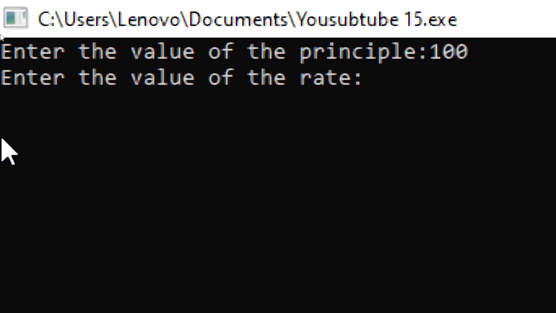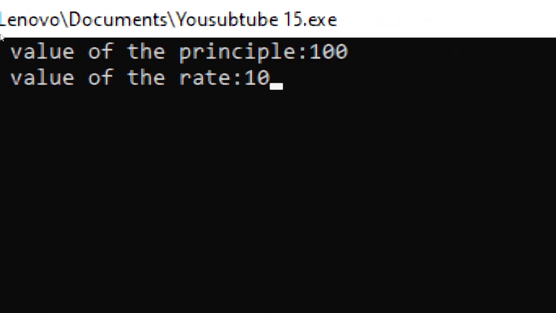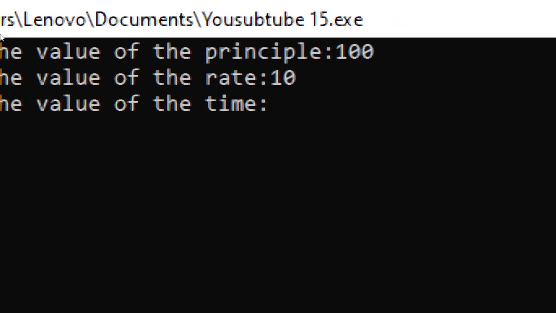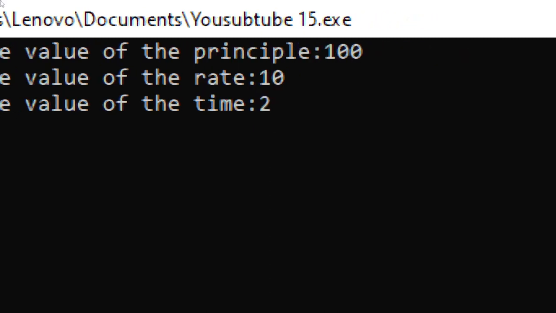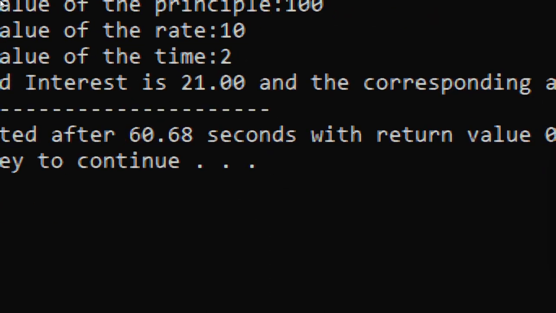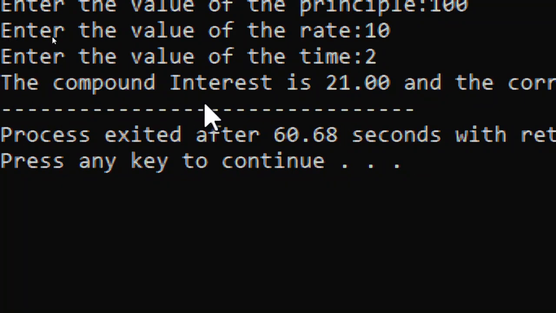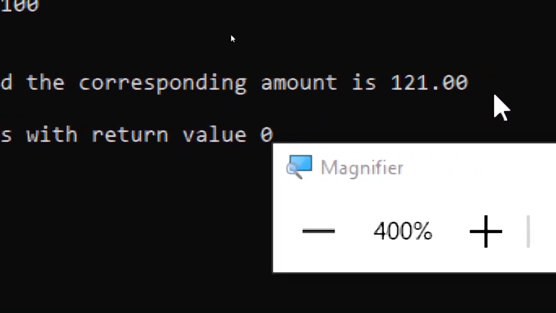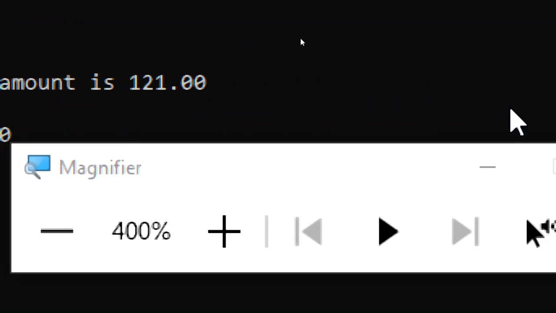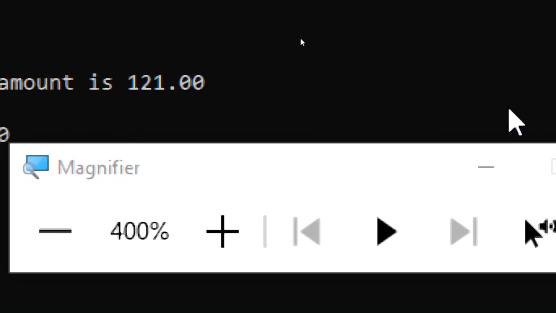Now it says to enter the value of the rate. I am pressing 10 and pressing the key enter. Now it says enter the value of time. I am pressing 2 and pressing the key enter. Now look at the result. The compound interest is 21, okay, and the corresponding amount is 121. So it is okay. So our program gives the value of compound interest as well as the amount.